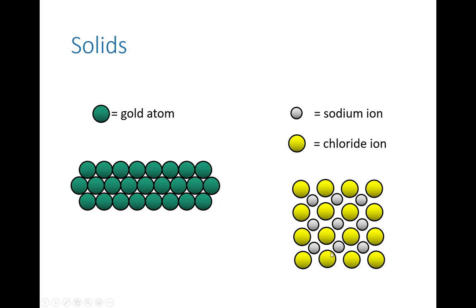You'll notice that the particles are close together. They're not exactly touching, but they're in a very organized pattern, and that's typical for what we would call a crystalline solid. So more on ions and ionic solids later on in the class.